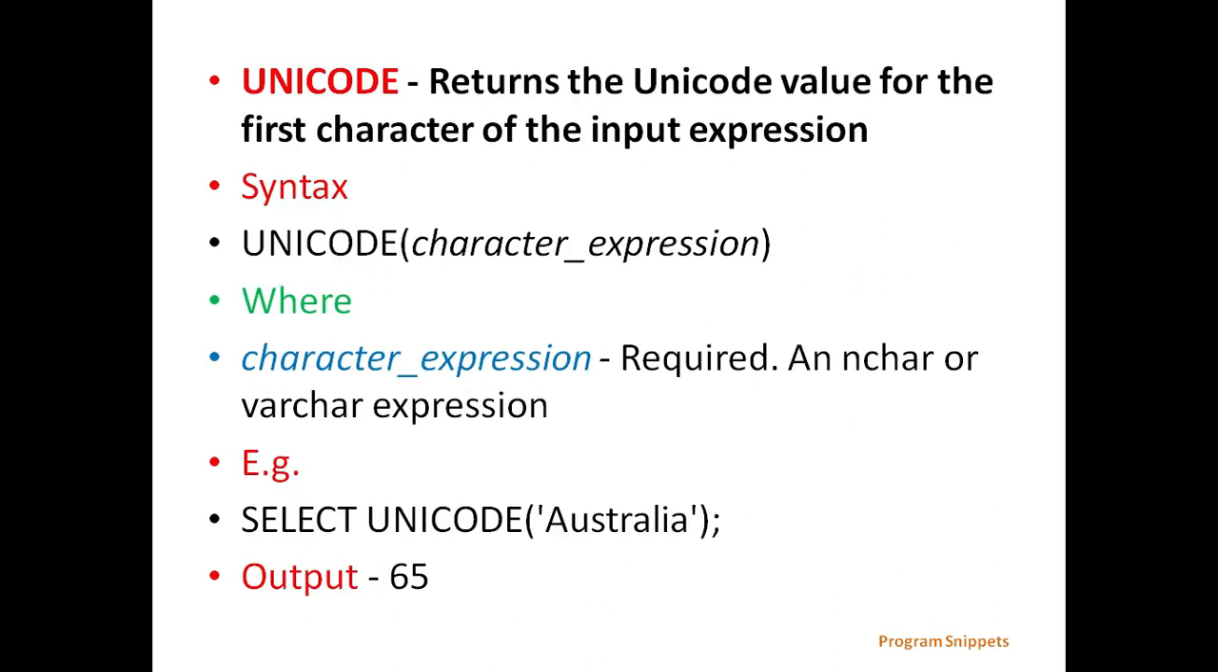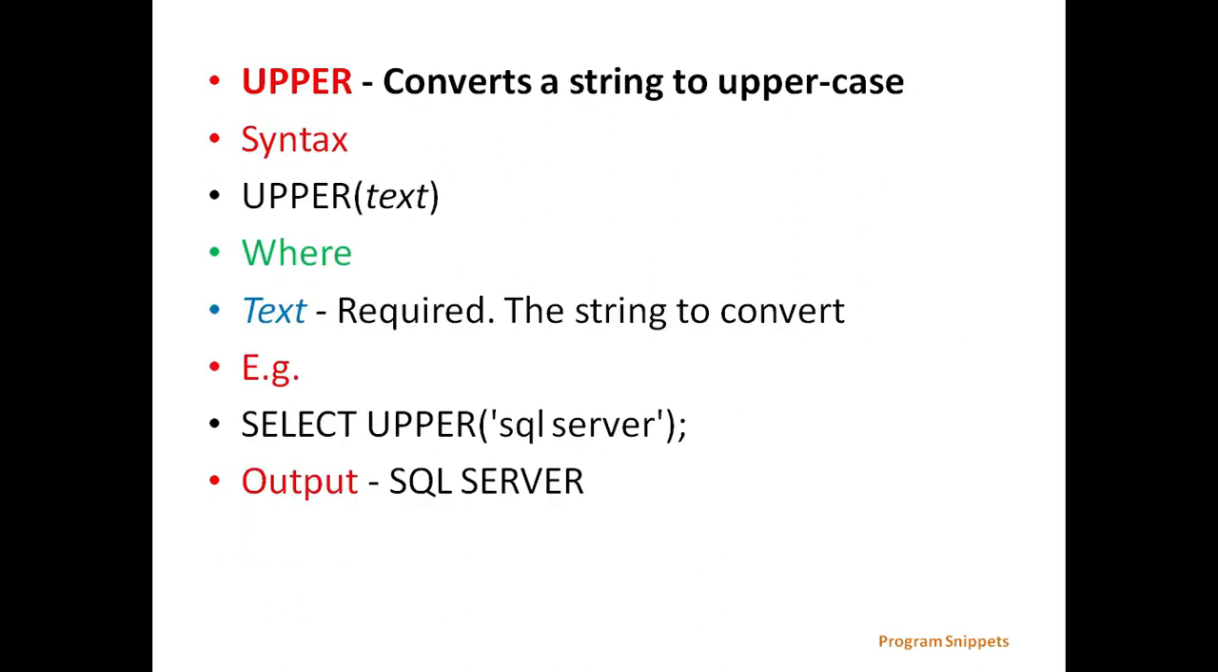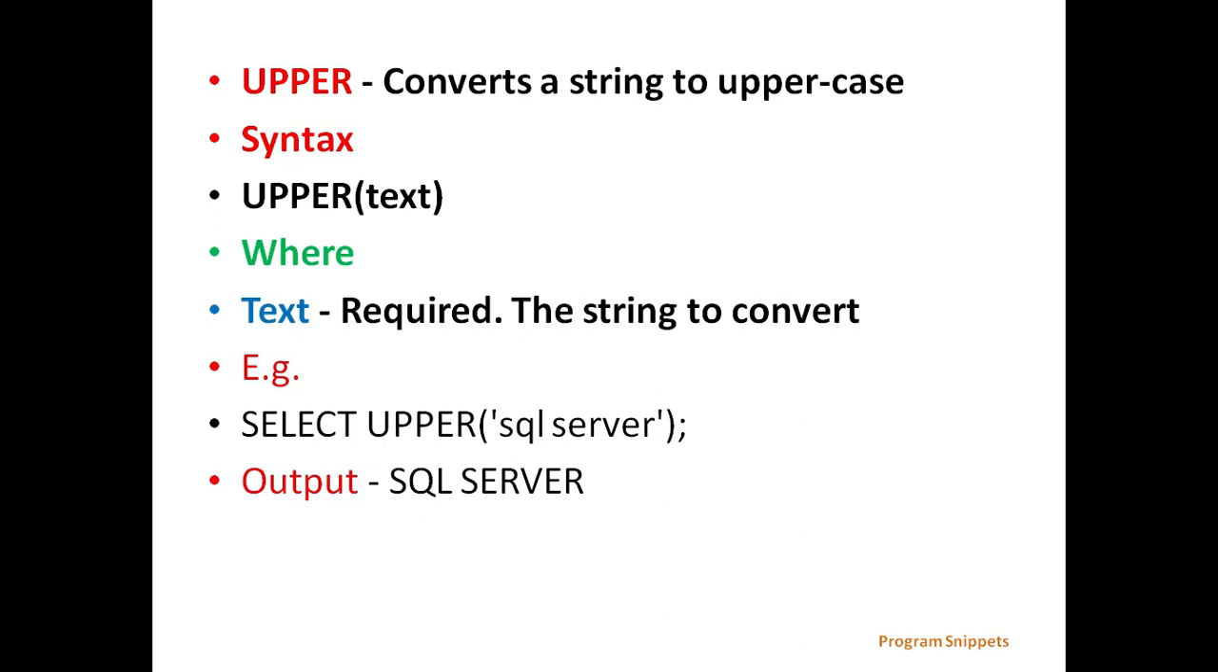Next is UNICODE, which returns the Unicode value for the first character of the input expression. General syntax is UNICODE character expression, where character expression is a required parameter, which is an nchar or varchar expression. For example, select UNICODE('Australia') will give the output 65, which is the Unicode value for A. Then UPPER. This function converts a string to uppercase. General syntax is UPPER text, where text is a required parameter, which specifies the string to convert to uppercase. For example, select UPPER('SQL Server') will give the output SQL SERVER in uppercase.